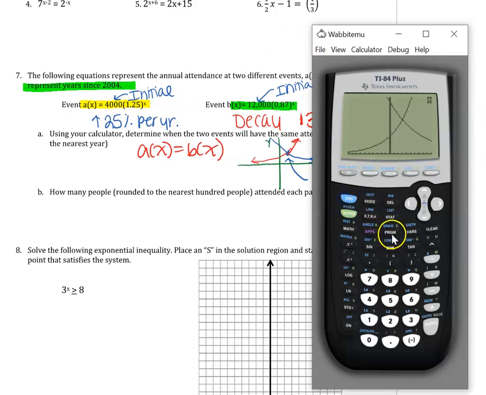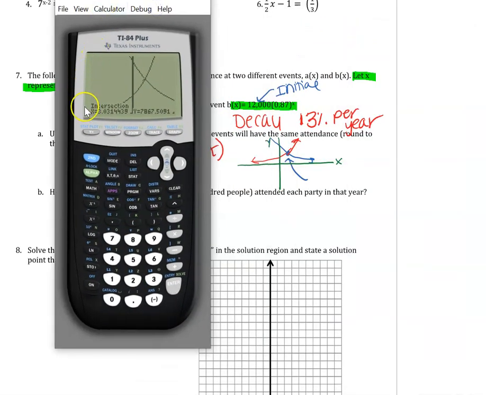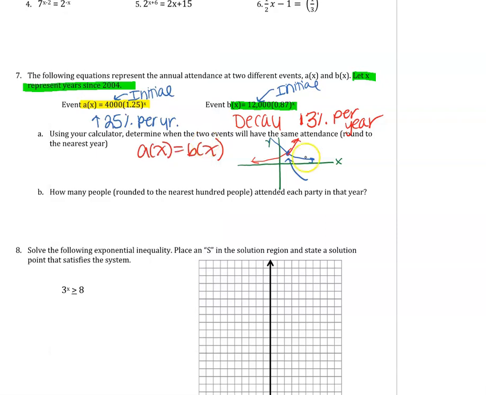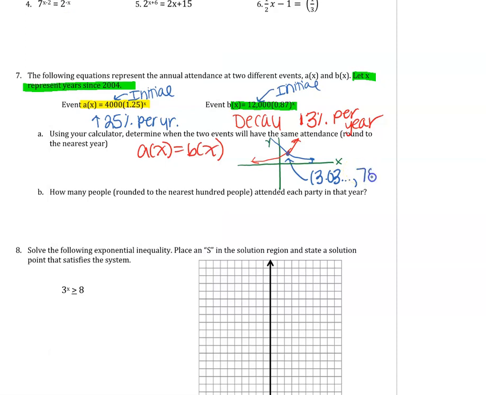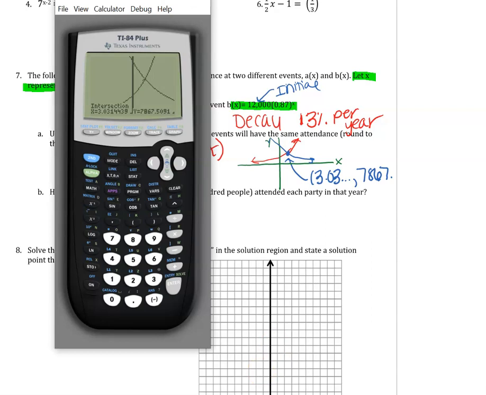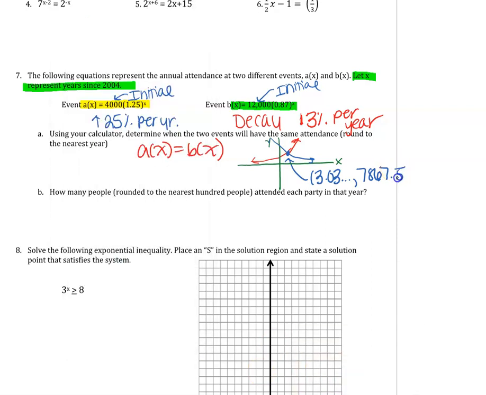So second trace, option 5. First curve, second curve, guess. There's only one intersection, so just hit enter 3 times. And there you have it. It's at like 3.03 dot, dot, dot. I'm just not going to round it. And then my other guy is 7867.509 dot, dot, dot.